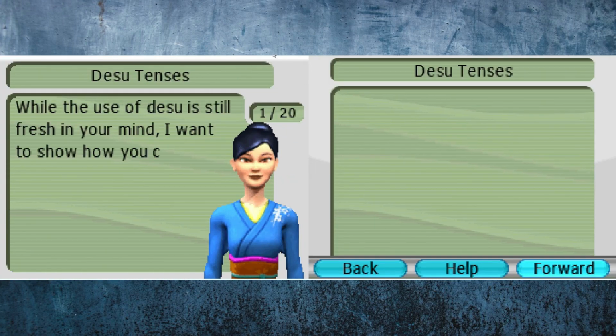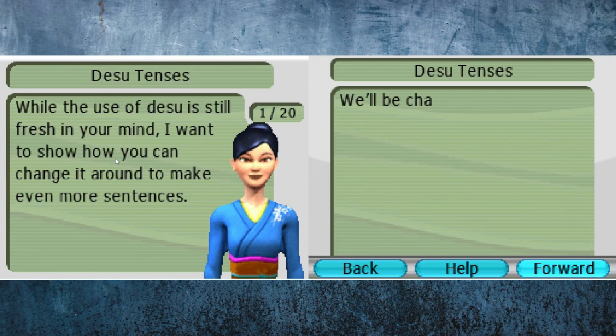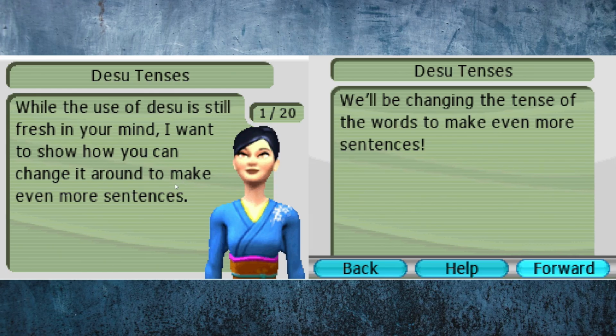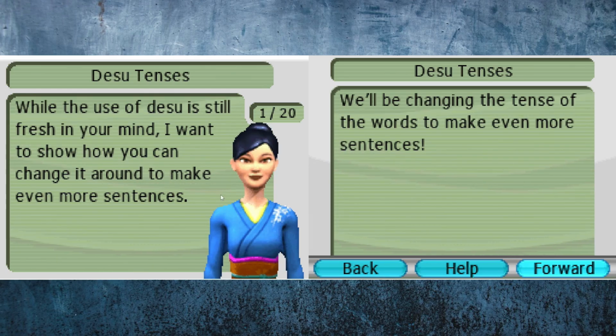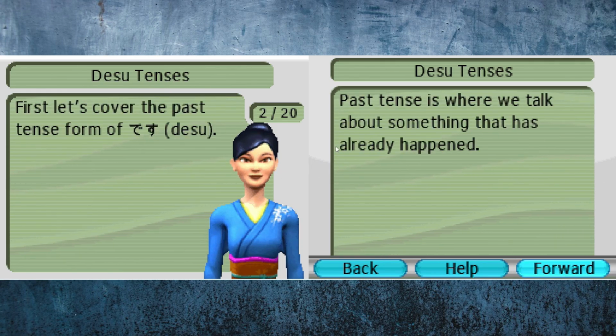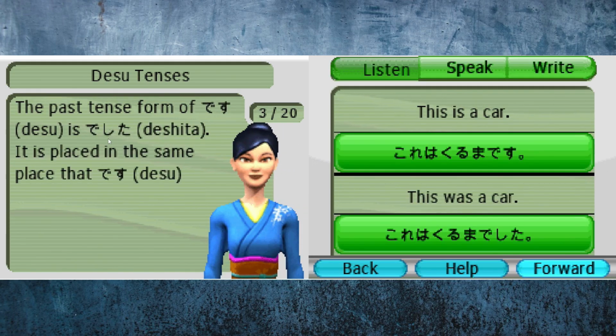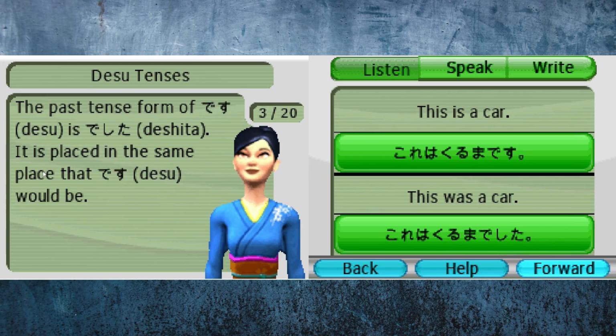While the use of desu is still fresh in your mind, I want to show how you can change it to make even more sentences. We'll be changing the tense of the words to make even more sentences. First, let's cover the past tense form of desu. Past tense is where we talk about something that has already happened. The past tense form of desu is deshita. It is placed in the same place that desu would be.